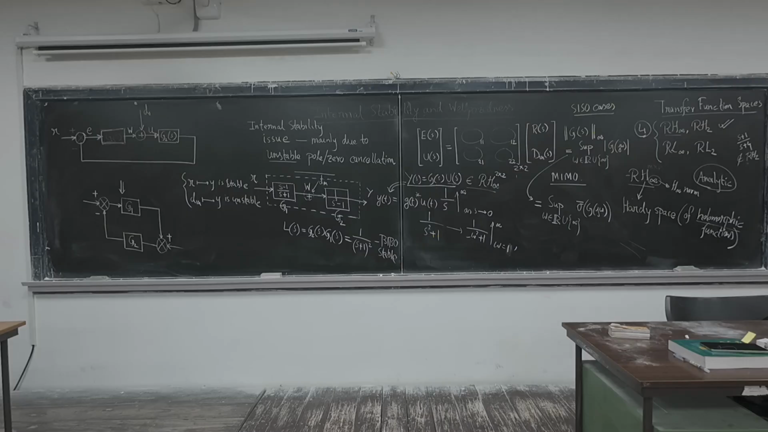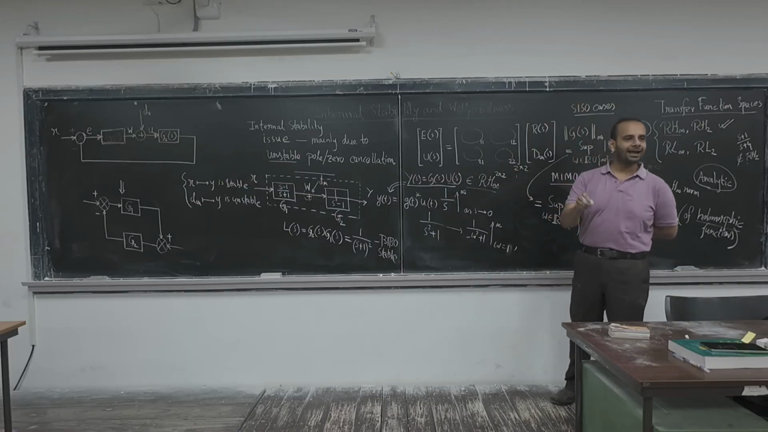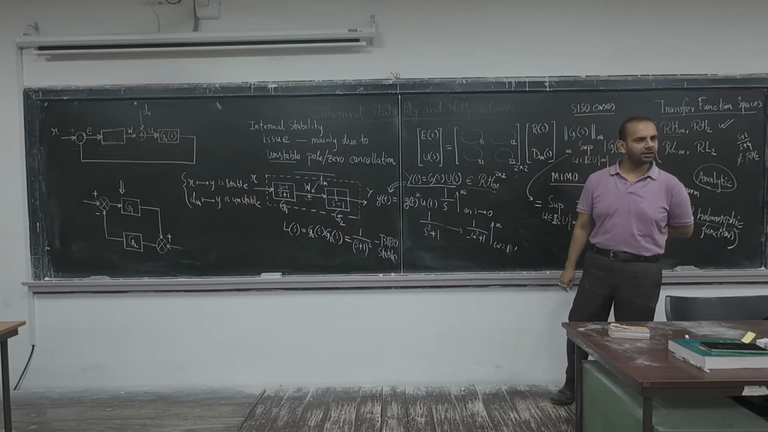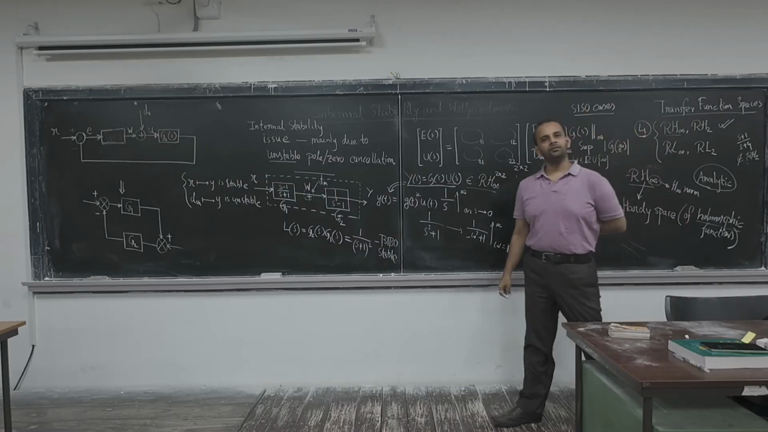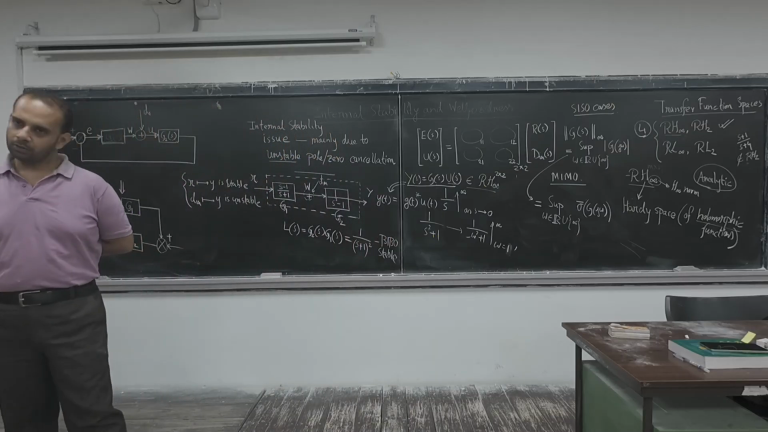Now, if the gain remains finite, then it belongs to RH infinity space. And the moment you have a pole on the imaginary axis or on the right hand side, immediately at that frequency the gain becomes infinite. So that's why the H infinity norm also becomes infinite, or we say it doesn't exist.